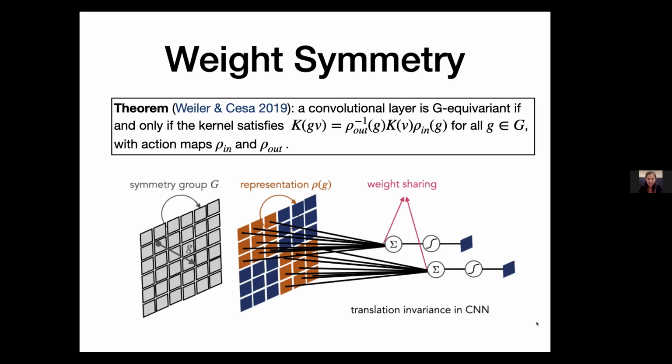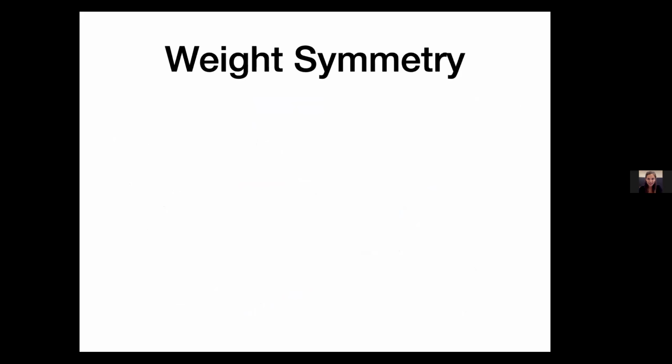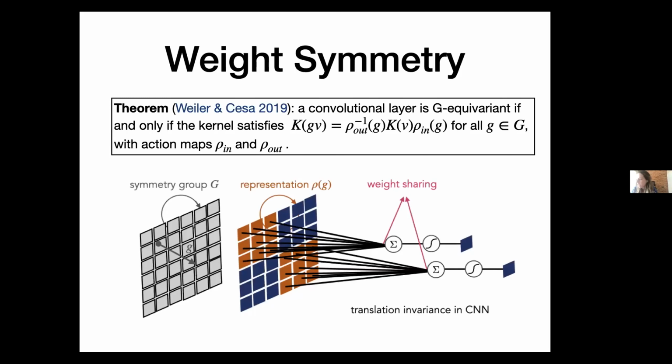Let's say we want to generalize this idea of convolutional translation symmetry to scale symmetry, how can we achieve that? Can I ask a question? Sorry. Sure. Do you have any constraints on the activation functions that depend on the group?